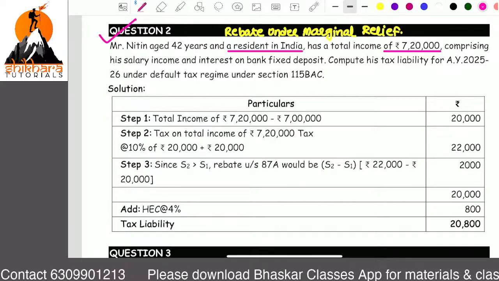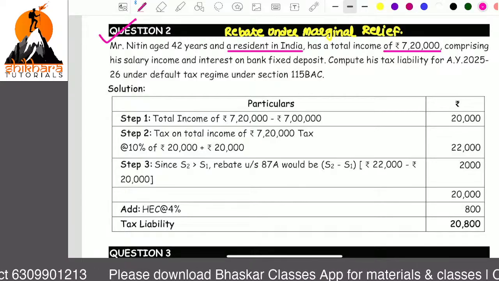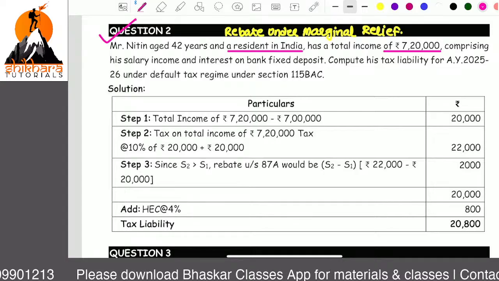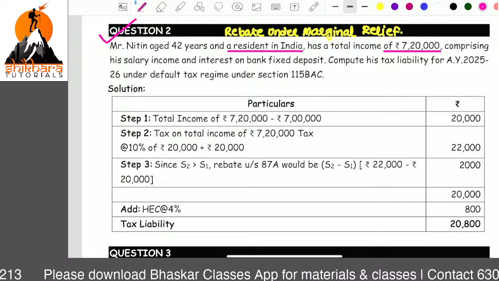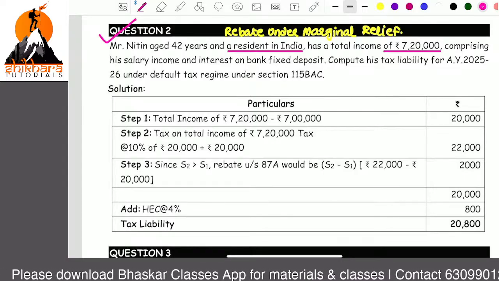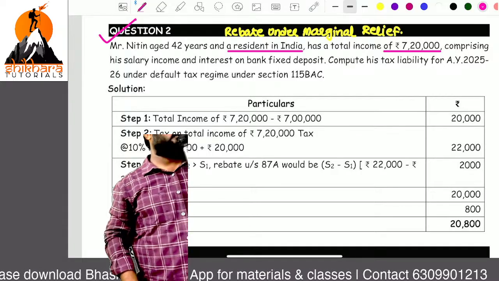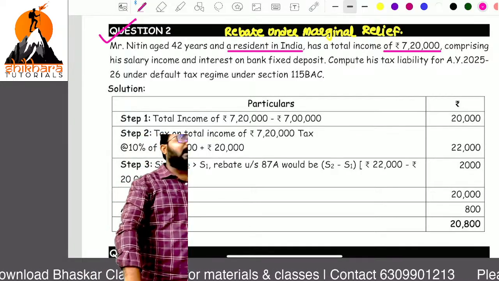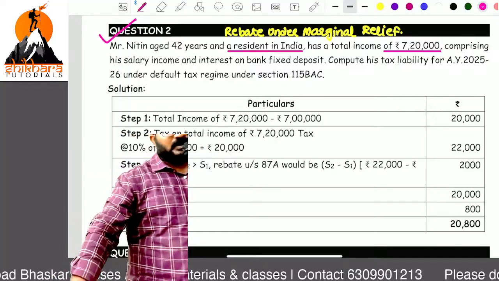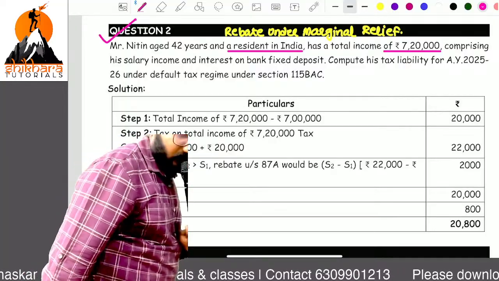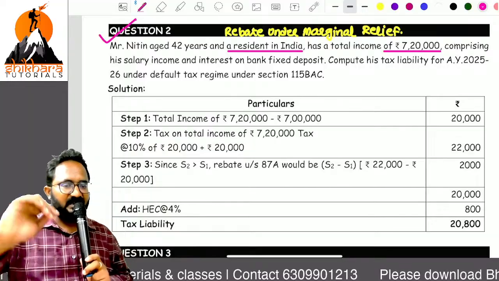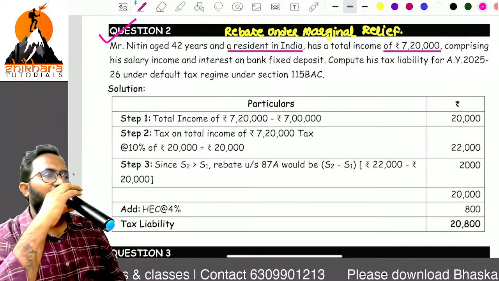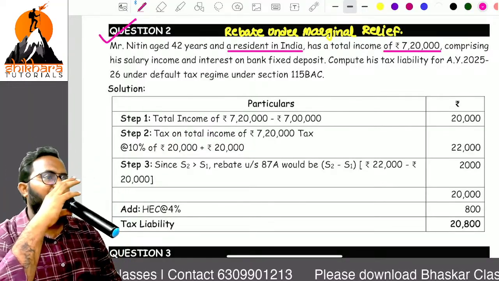Yes, you can calculate, these are all calculations in the calculator, but if they are asking for 2 marks or 4 marks in the exam, how to present it also you need to know. First, every question should start with the heading. So what is that heading here? Computation of tax liability of Mr. Nitin. Then after that you need to write particulars and amount.